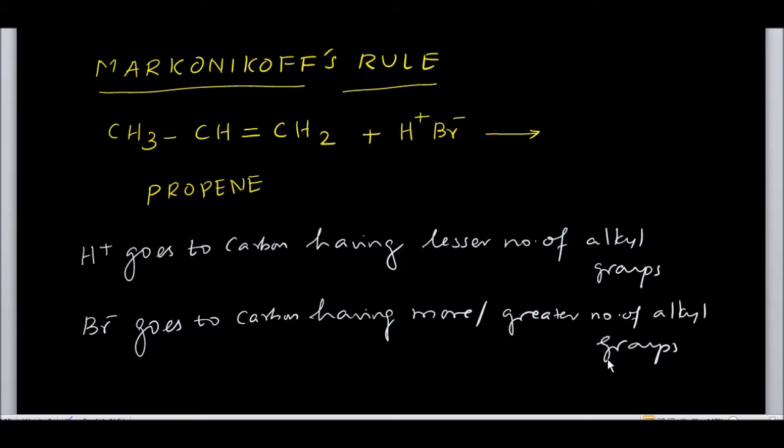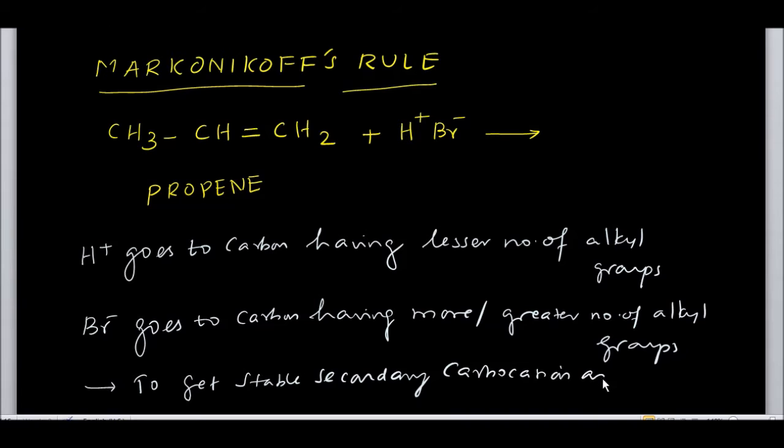Why? The main reason is to get the more stable secondary carbocation as intermediate. Rather than primary, we should get secondary carbocation. That would be the most stable carbocation. When is that possible? Only by following this Markovnikov's addition.